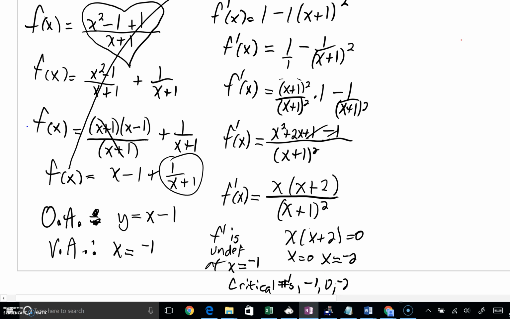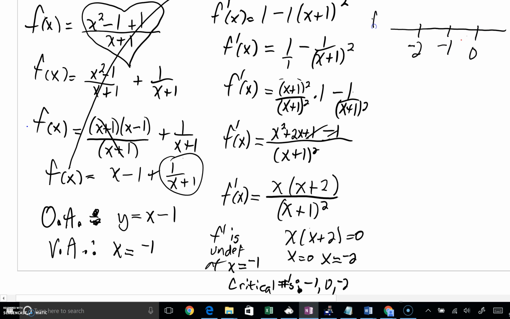and negative 2. So what we do and what we've been doing is, as we're searching through this, we can go ahead and make ourselves a little number line and say we've got negative 2 over here, we've got negative 1 over this way, we've got 0.